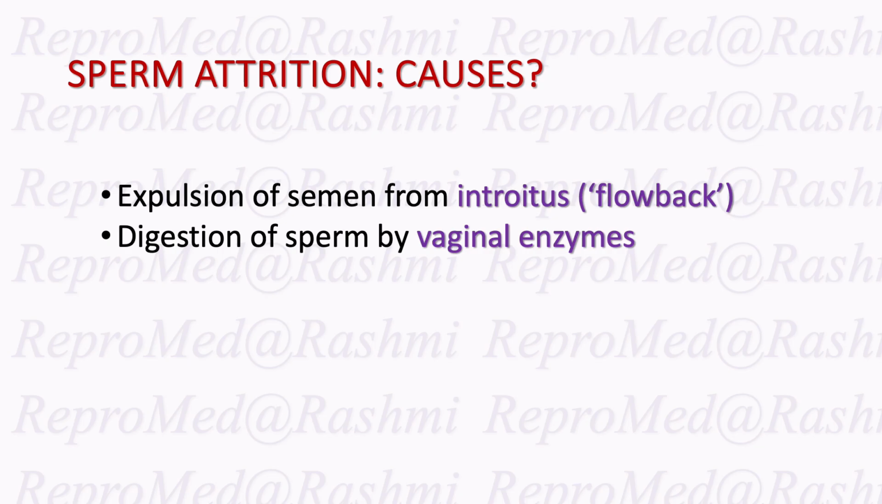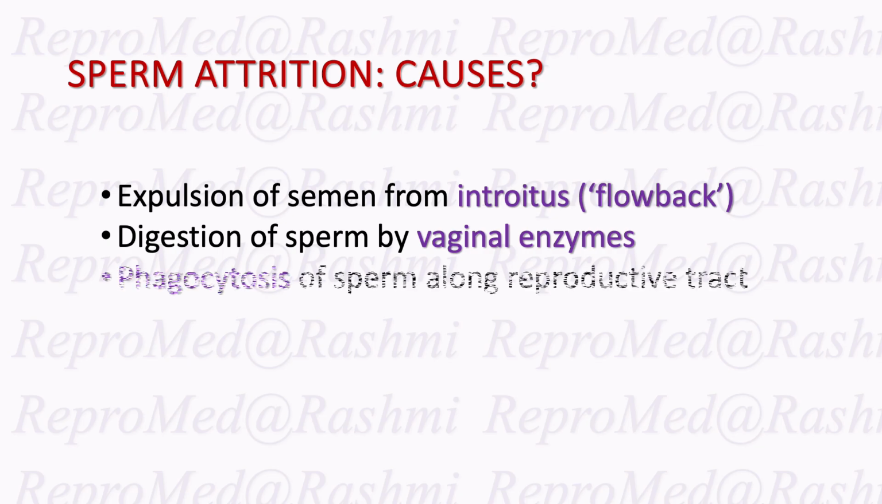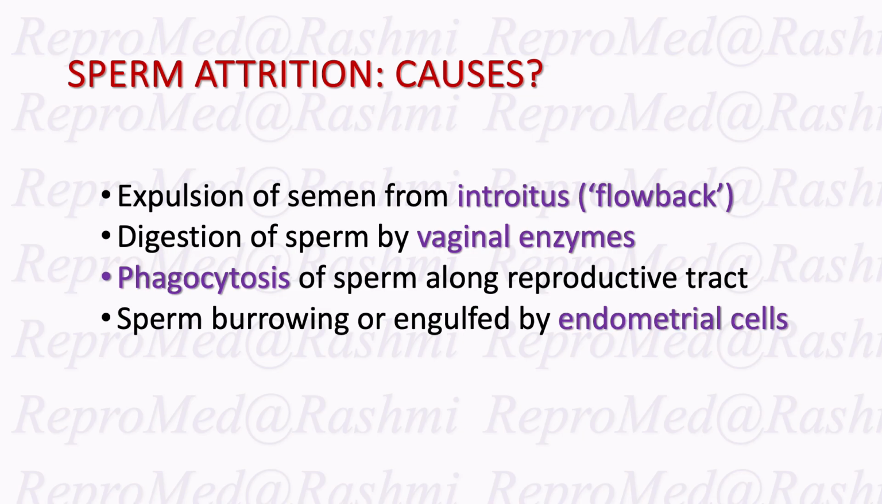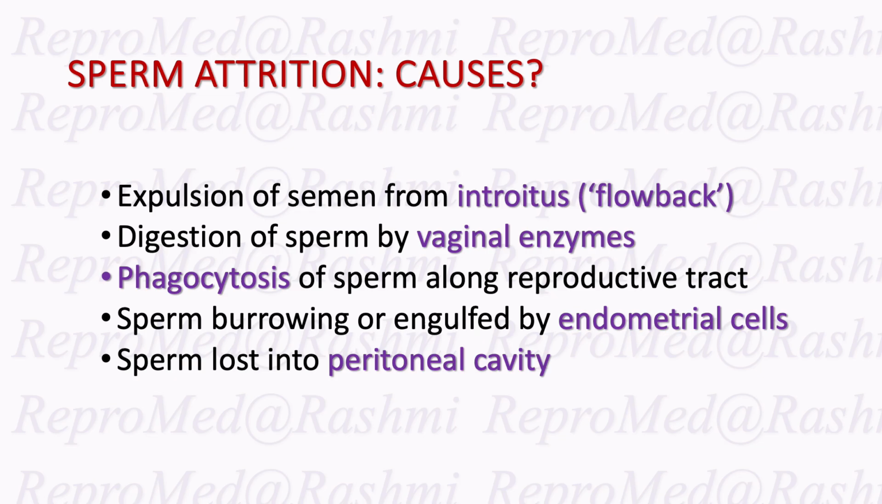Second is digestion of sperm by the vaginal enzymes. Third is phagocytosis of the sperm along the reproductive tract. Fourth, sperms burrowing into or being engulfed by the endometrial cells. Fifth, sperm lost into the peritoneal cavity. So these are the causes of sperm attrition. In spite of millions of sperms which are deposited in the anterior vagina, still only a few hundred reach the fallopian tube.